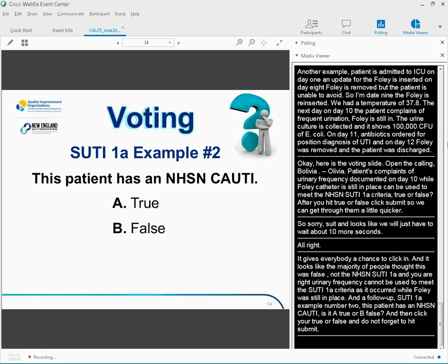All right, looks like we need a few more seconds. Almost there.